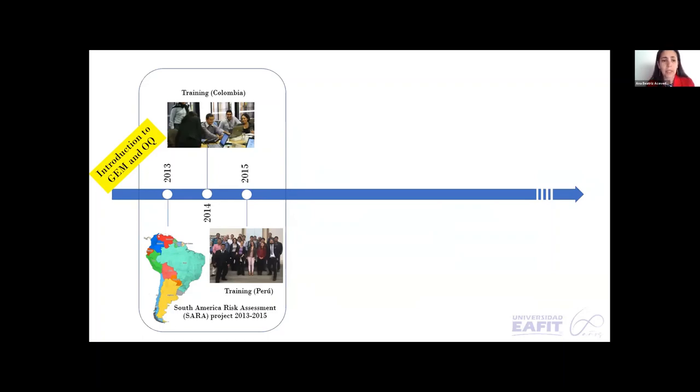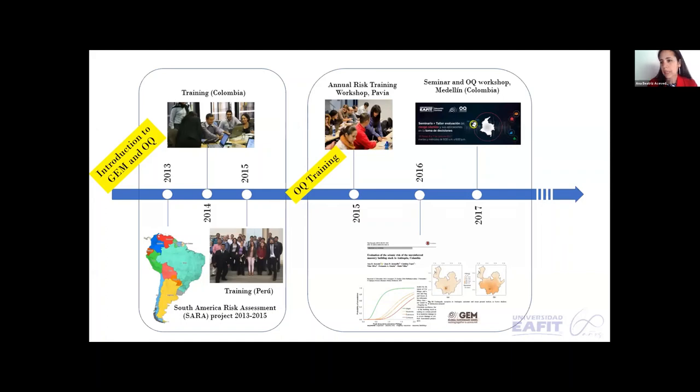So when the SARA project finished, my relationship with GEM did not. By working on the SARA project, I realized that I needed to keep learning more about seismic risks, especially for the country where I'm coming from. So I decided that I needed to have more training. And this is a second period that I called OpenQuake training. In 2015, I went to Pavia for a workshop on OpenQuake. And after doing that workshop, I was able to perform my analysis by myself.